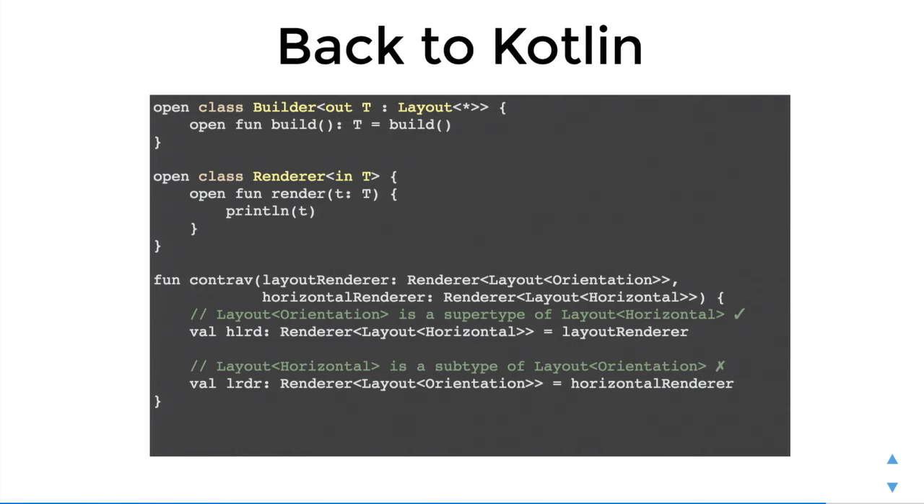Likewise, if we try to do the opposite, if we have a horizontal renderer boxed inside of a generic renderer, we won't be able to handle generic layouts because we're a horizontal renderer, right? So this will not work. The second example will fail to compile.